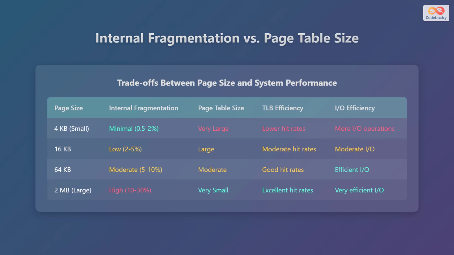With 64 kilobytes, internal fragmentation is moderate at 5 to 10%, the page table size is moderate, and there are good translation look-aside buffer hit rates and efficient input-output. With a large 2 megabyte page size, internal fragmentation is high at 10 to 30%, the page table size is very small, and there are excellent translation look-aside buffer hit rates and very efficient input-output.